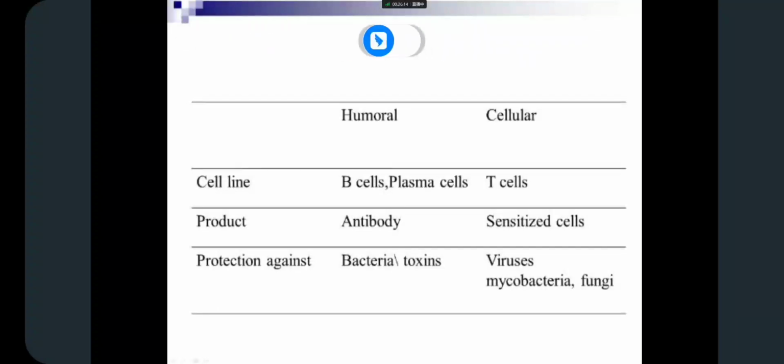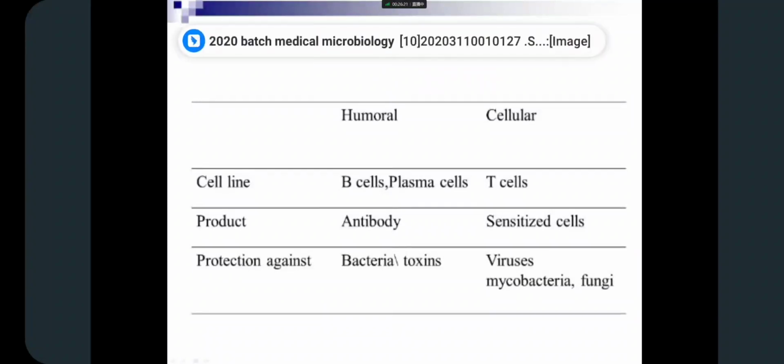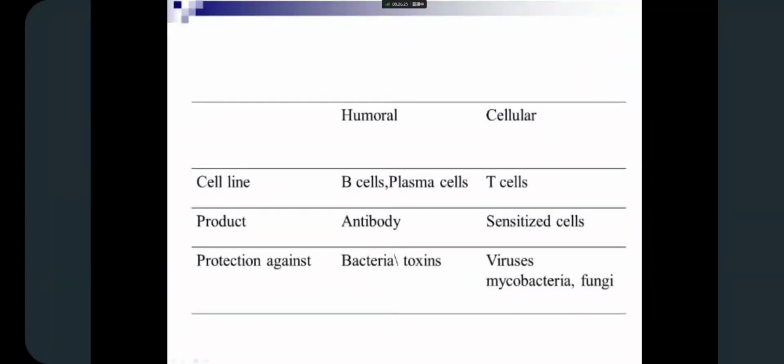Okay, everybody, let's see the table. The table shows the differences between the two major arms of immunity. This is humoral immunity. This is cellular mediated immunity. Okay, so you can see the difference between the two immunity.